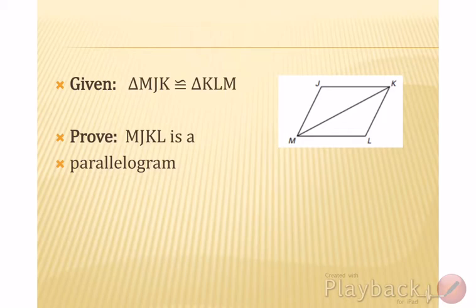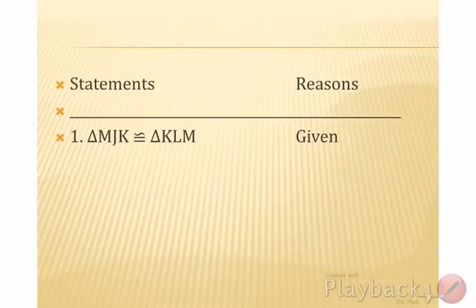Given that triangle MJK is congruent to triangle KLM, prove that the quadrilateral MJKL is a parallelogram. Okay, do you see those two triangles? Does that look familiar to you? What reason would you use for congruence? If you already know that the two triangles are congruent, that means that all 6 parts are congruent. How would you write that out?